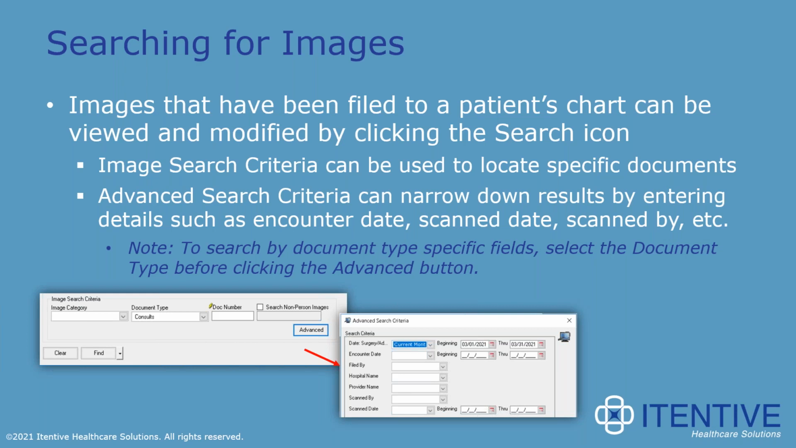Users can also narrow down that search even further by clicking the Advanced button. And that's going to give the users some more options. For example, they can search by things like who scanned an item, or who it was filed by, or when. And then if a user chooses a document type before clicking that Advanced button, they're going to get even more specific search criteria. For example, I chose a document type of consults, so now it's allowing me to search by the date of surgery. So it can allow the user to narrow down the results even further.